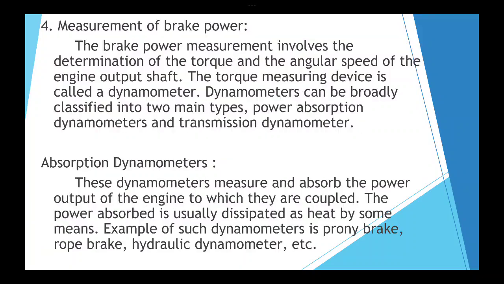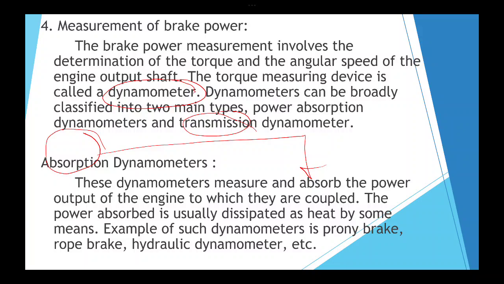Now let's move with the brake power. For brake power, you are tasked to determine the torque and the angular speed. The torque measuring device is called a dynamometer. Take note of that. When you are asked to measure torque, the device you should be using is a dynamometer. We have two main types of dynamometer: absorption and transmission. When you say absorption, it absorbs the power output of the engine.